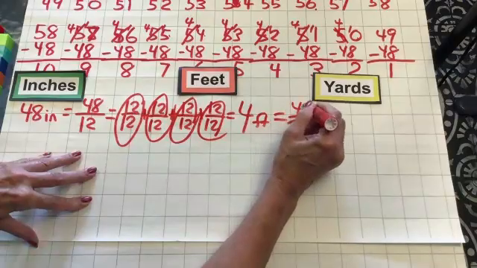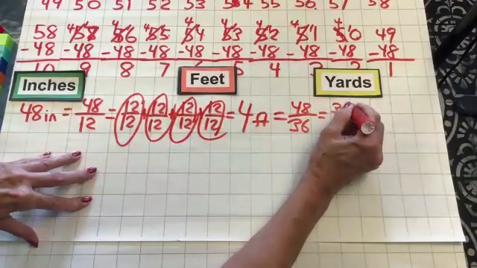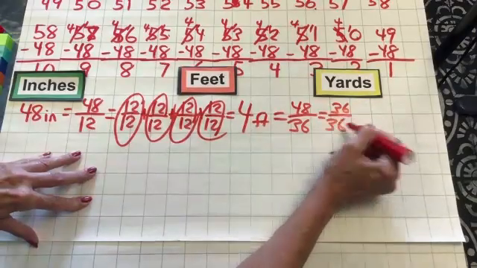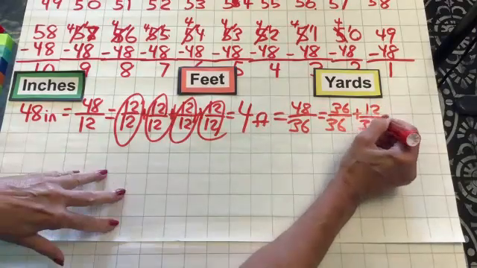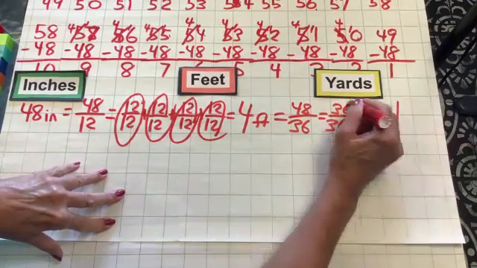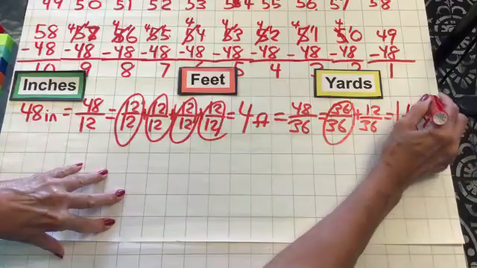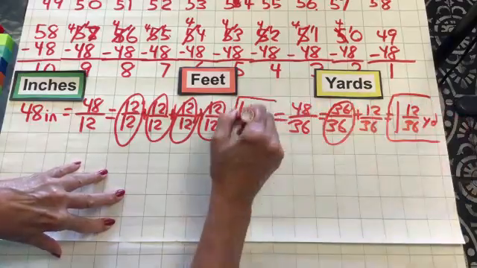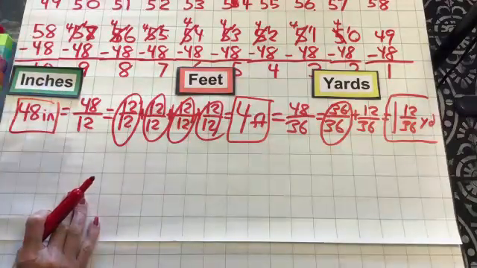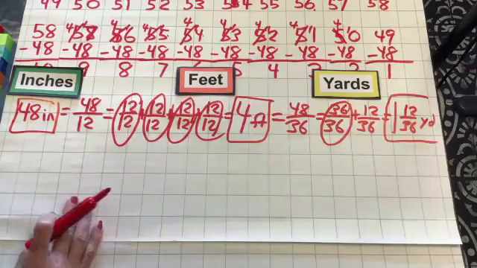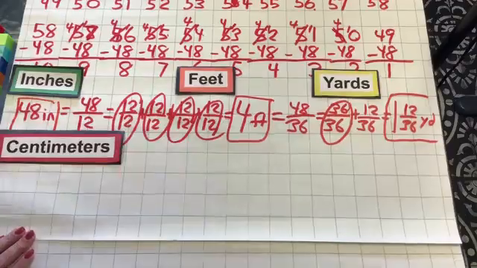Let's put our 48 over 36 because it takes 36 inches to make a yard. We know we can make 1 yard plus 12 over 36. So we have 1 whole and 12/36 of a yard. So that is the same as this, which is the same as that. Linear measurement, 48 inches is the same as 4 feet, which is the same as 1 and 12/36 of a yard. All right, let's do centimeters.